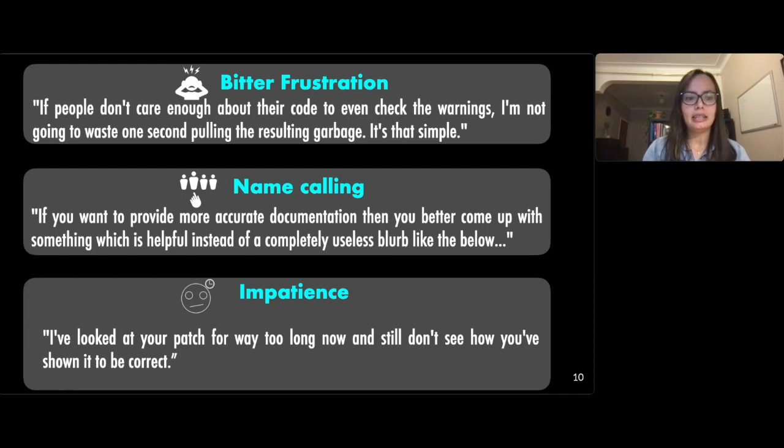And finally, impatience. So participants might demonstrate impatience when they express a feeling that it is taking too long to solve a problem, to understand a solution, or to answer a question, or when someone needs to repeat the same information over and over again. So after reviewing a patch, a maintainer wrote, "I've looked at your patch for way too long now and still don't see how you've shown it to be corrected."